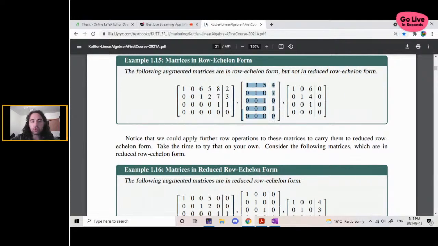We'll look at this next matrix then. So checking out this next matrix, again, we do have a row of zeros. It is at the bottom. Great.